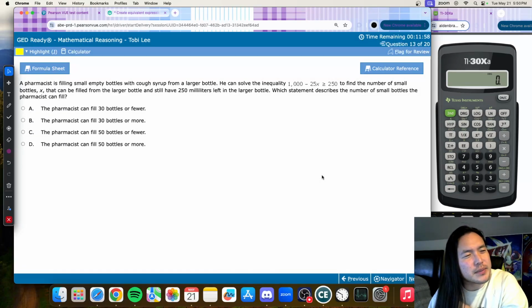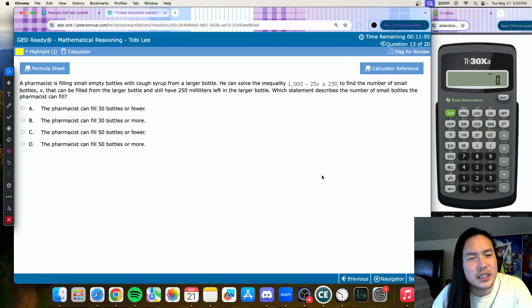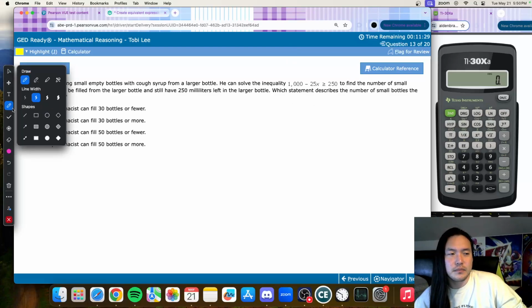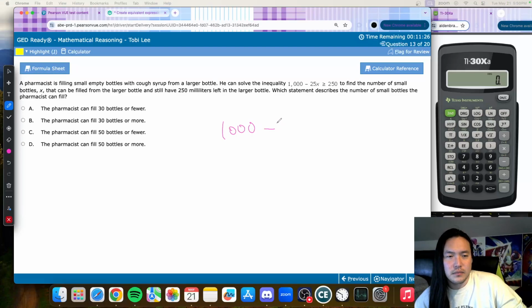A pharmacist is filling small empty bottles with cough syrup from a larger bottle. He can solve this inequality 1000 minus 25x is greater than or equal to 250 to find the number of small bottles x can be filled from a larger bottle and still have 250 milliliters left in the larger bottle. Which statement describes the number of small bottles the pharmacist can fill? What a strange question. It's okay. Let's just do it, right? So we have this inequality. I want to isolate x.